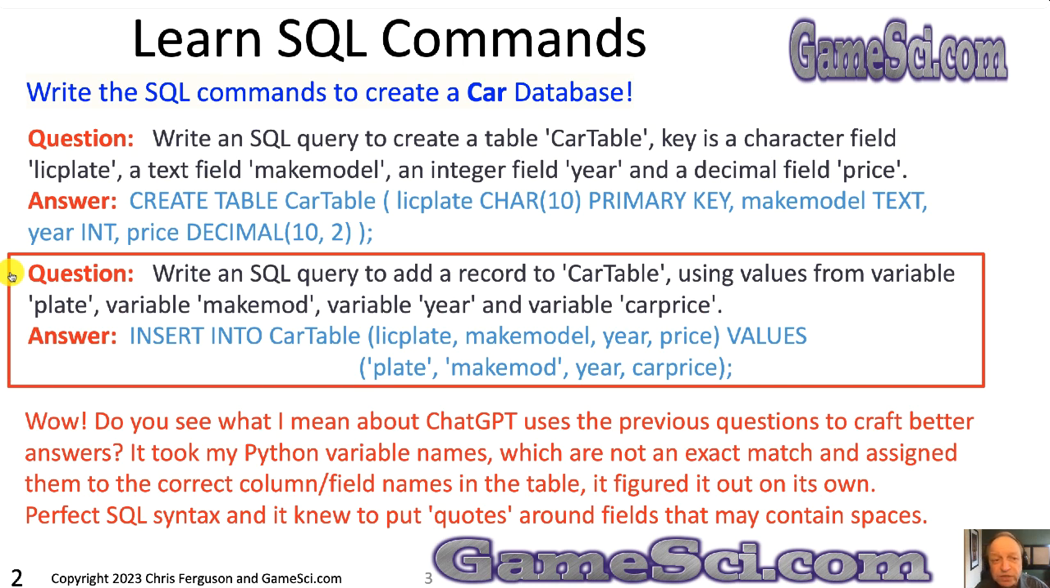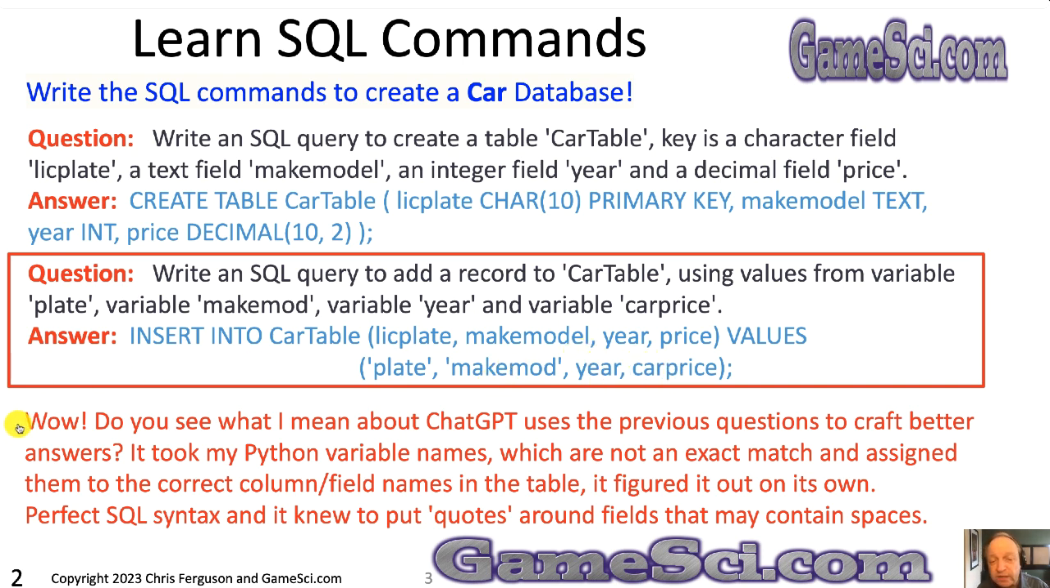The second question I pose is, write an SQL query to add a record to car table using the values from the variable plate, variable make mod, variable year, and variable car price. Boom! Here's the answer. Insert into car table, license plate field, make model field, year field, price field, the values, and there they are. The plate, the make mod, the year, and the car price.